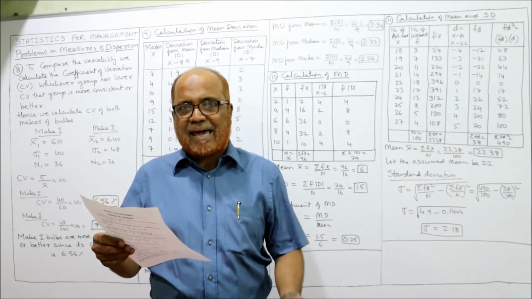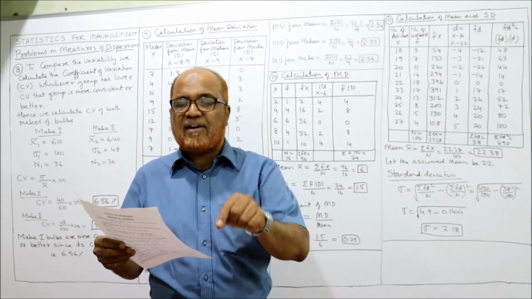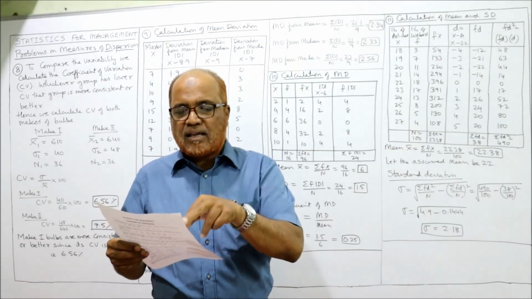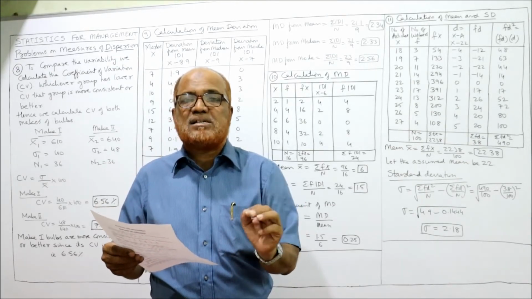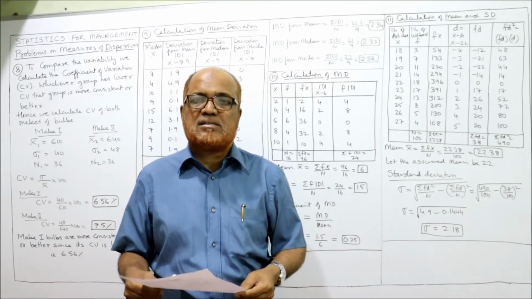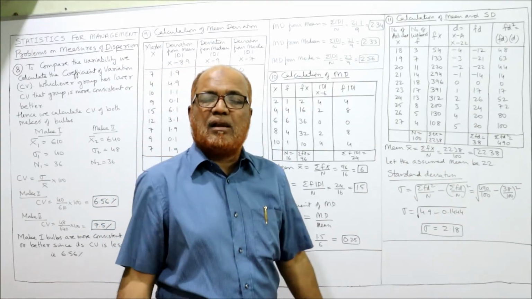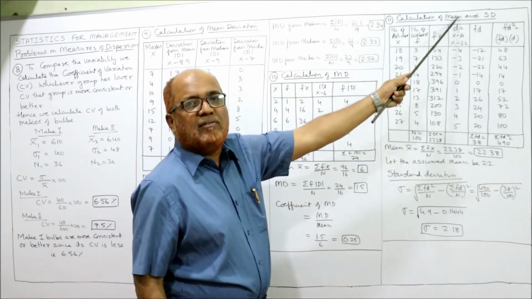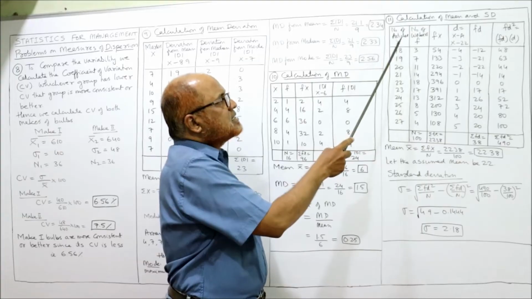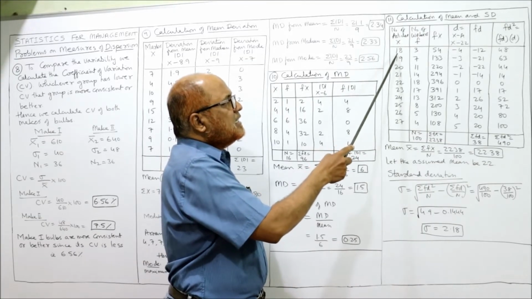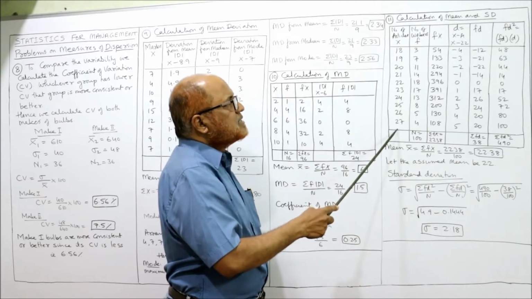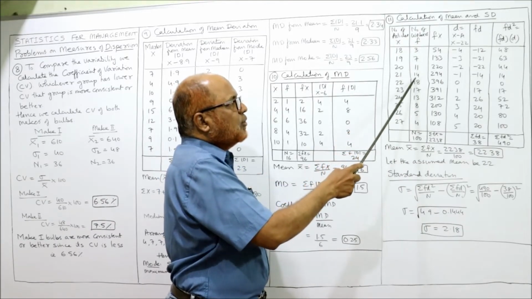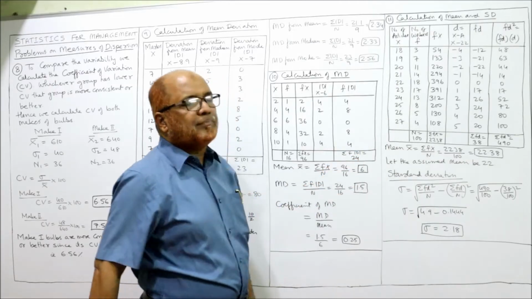Number of articles, X, and number of workers, F. The number of workers is the frequency and the number of articles is the X value. It's a discrete series. There is no class interval. So calculation of mean and standard deviation. Number of articles we denote as X: 18, 19, 20, given in the problem. Same, number of workers, frequency: 3, 7, 11, 14. These 2 columns are given in the problem.